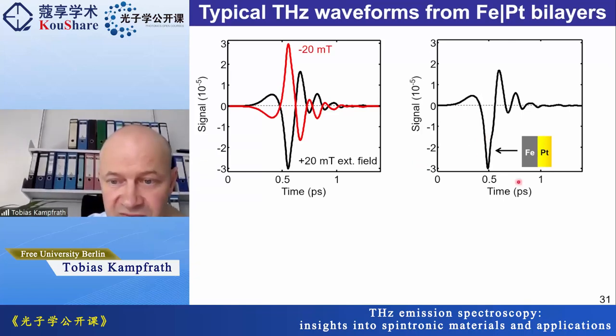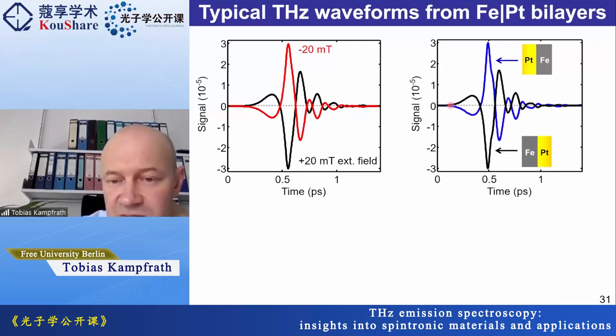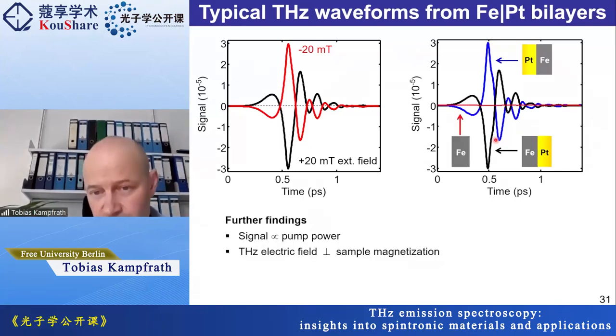So this is the terahertz waveform from an iron platinum sample. Now let's grow platinum and iron in reverse order. Now the spin current should flow from the right to the left hand side. And therefore, also the terahertz waveform should reverse. And indeed, it does. And that's also confirming our previous idea.